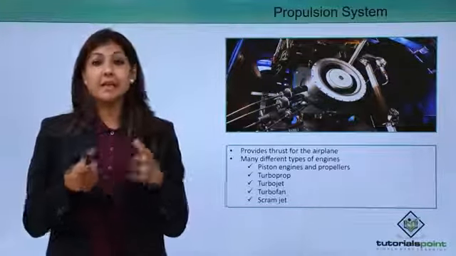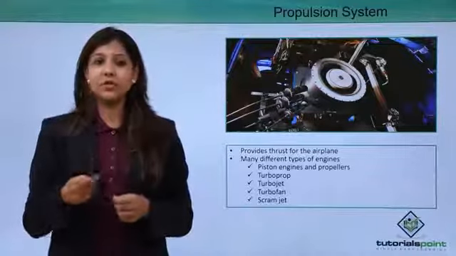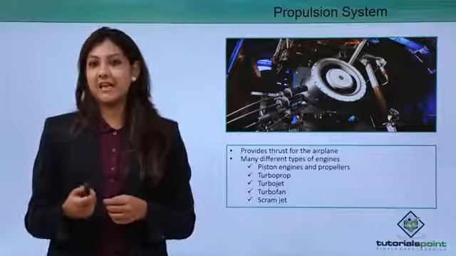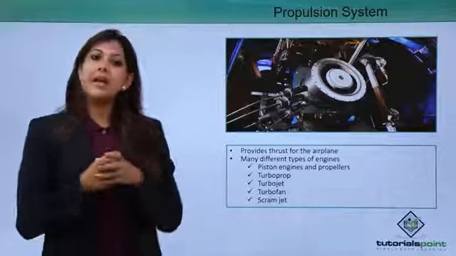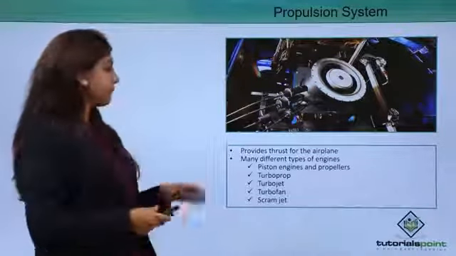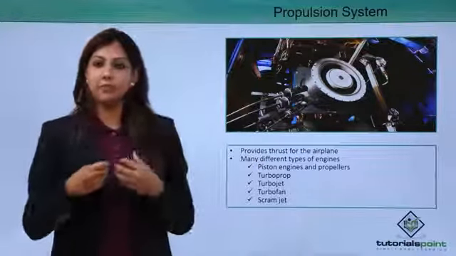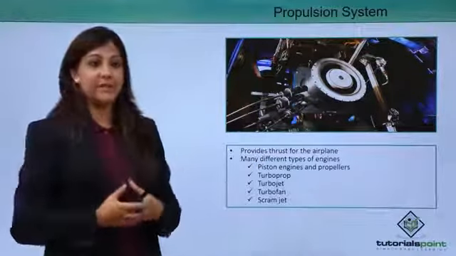Just like in a car, for example, you have the engine which gives the drive or the instigating factor for the car to move forward. In the aircraft, you have the propeller system. Let's take a look at them. It provides thrust for the airplane. Thrust is forward moving, always in the direction.